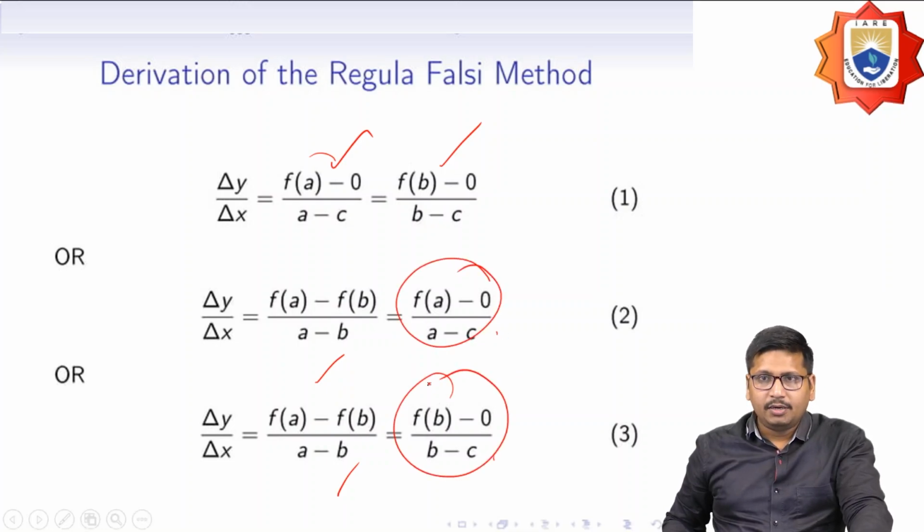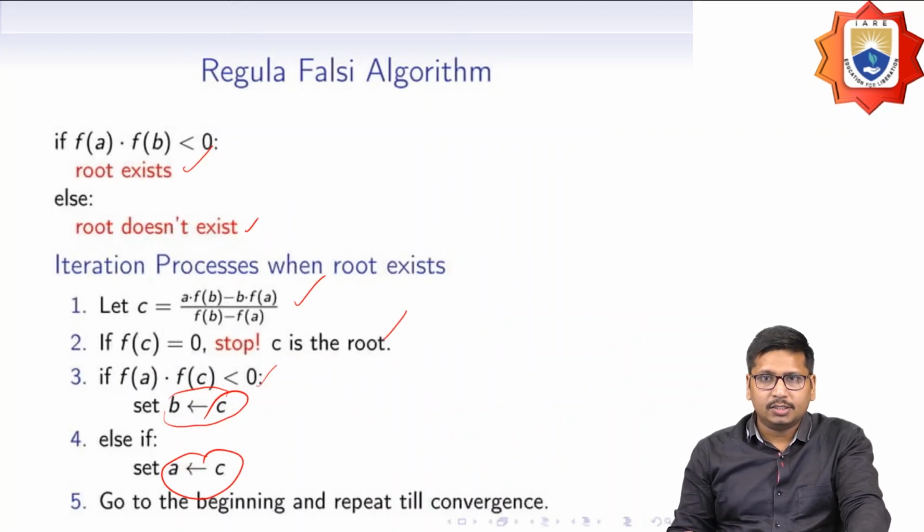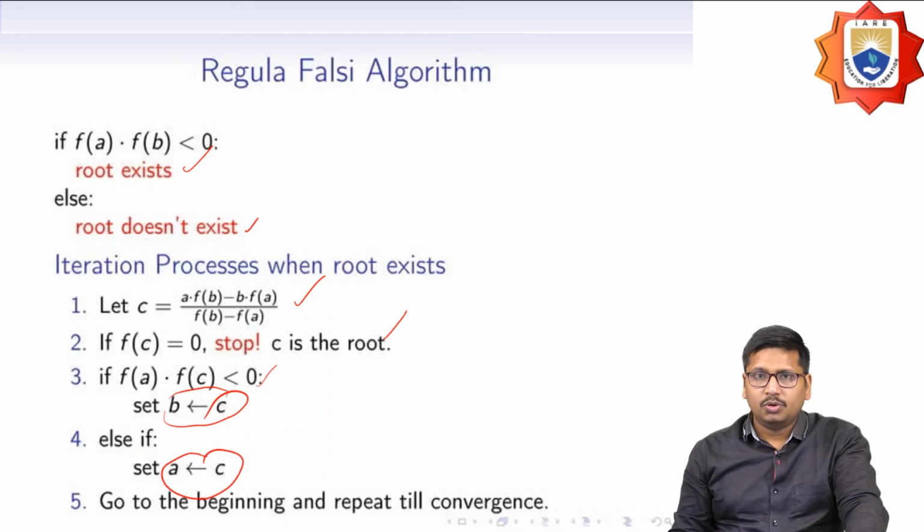Okay, by taking these values, I'm going to estimate this c value here. By solving these equations, I can estimate the c value. Once the c value is done, you have to know where the root exists. If f of a times f of b is less than 0, then the root exists, otherwise the root does not exist here.